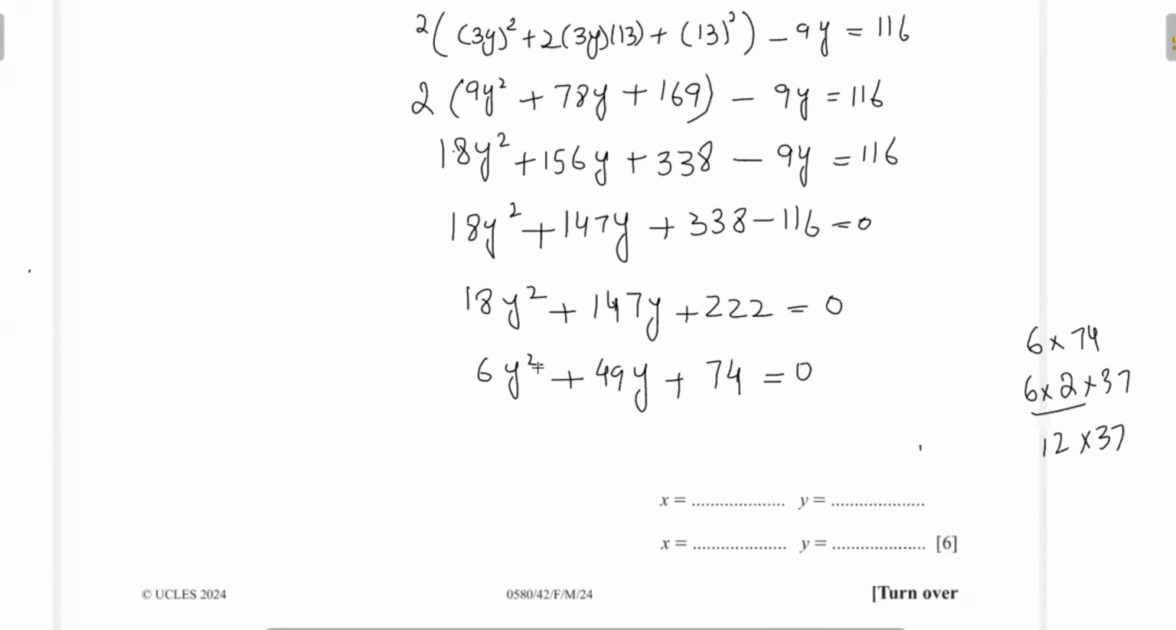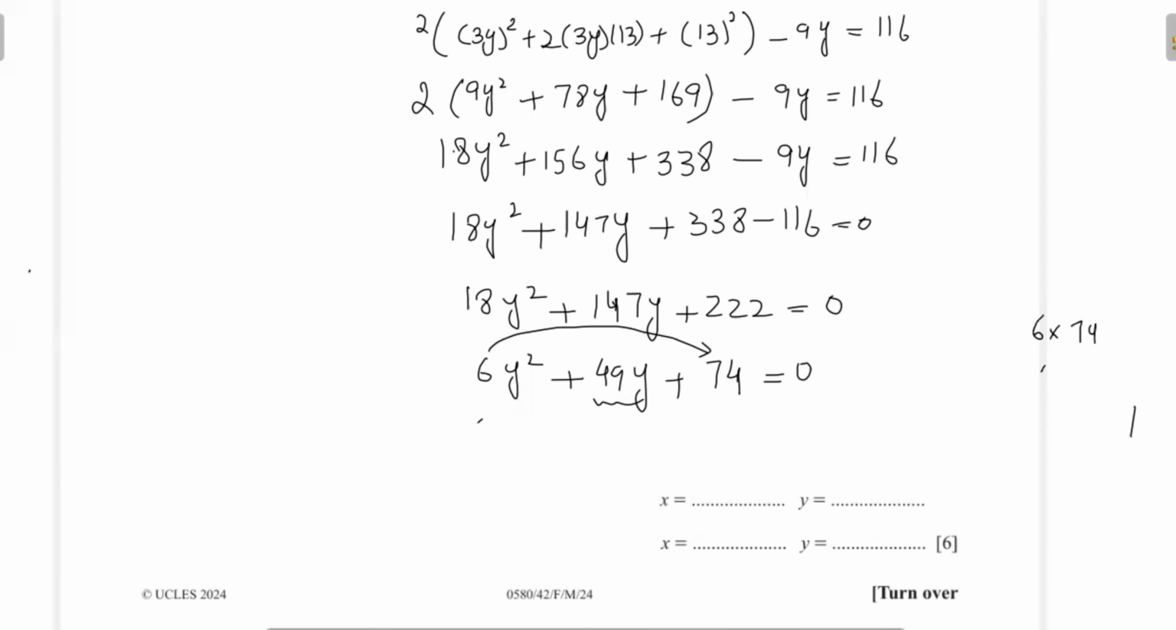To solve this equation, we will factorize it. We can factorize this equation by using the middle term breaking method. In the middle term breaking method, the middle value 49y we can break in such a form that when we multiply these two values, the answer will be 6 into 74, and when we add them, the answer will be the middle value 49.